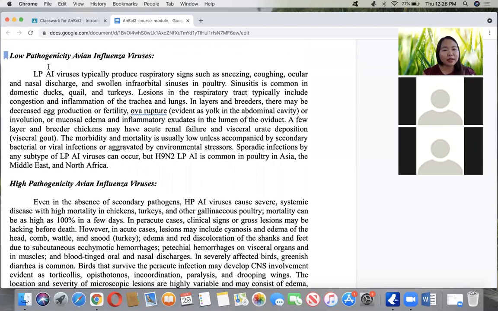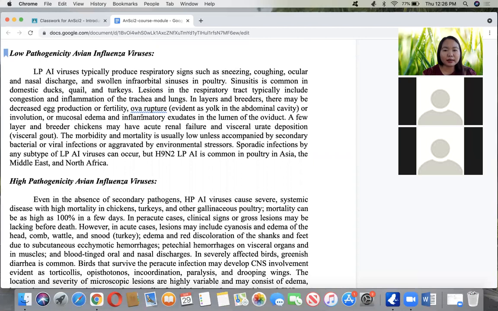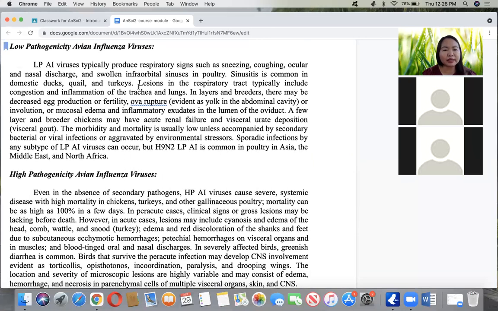So there is a level of low pathogenicity and high pathogenicity. Pag low pathogenicity, hindi masyadong high ang mortality rate. Usually the respiratory signs are sneezing, coughing, ocular and nasal discharge, swollen infraorbital sinuses, and sinusitis is common, like when you have seen a chicken or any bird sneezing.